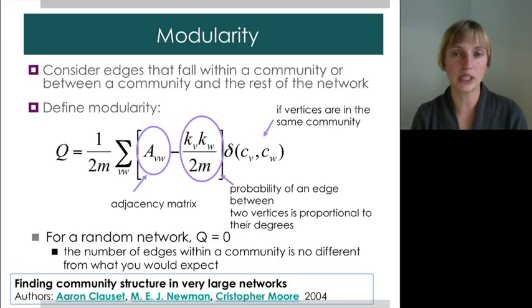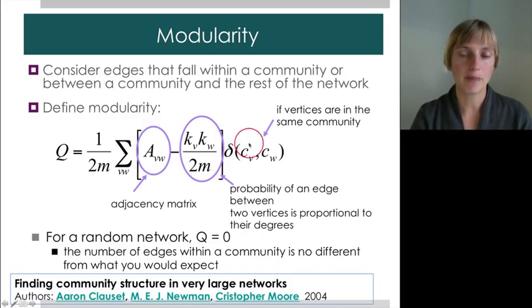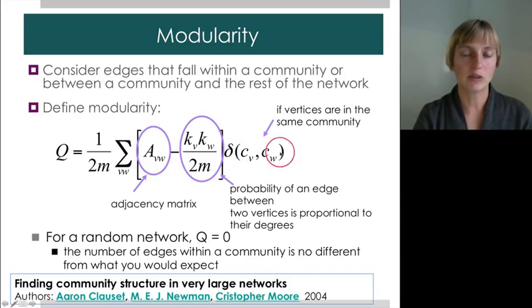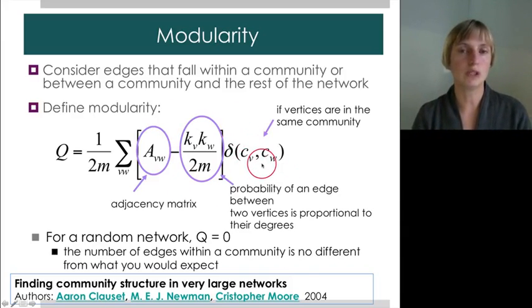So what we do is for each node, we assign a community C. So vertex V is in community C sub V, and vertex W is in community C sub W. And now this is just a delta function. So this is going to be 1 if W and V are in the same community, and it's going to be 0 if they're not. So this function is going to sum just over the nodes which are assigned into the same community. And really this is algorithm agnostic, so you could be doing the betweenness clustering, you could be doing hierarchical clustering. It doesn't really matter. You can always calculate the modularity.